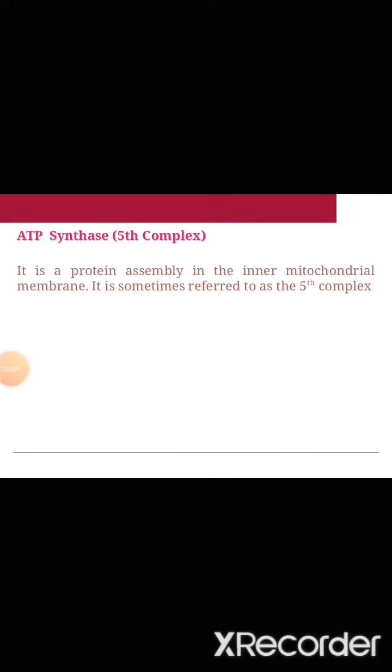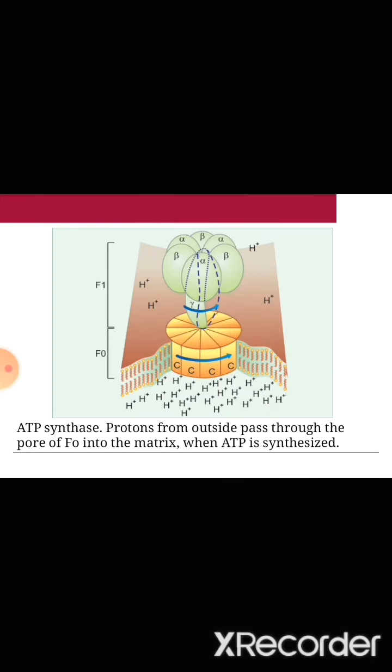ATP synthase is a protein assembly in the inner mitochondrial membrane. It is also called the fifth complex. It is a multi-subunit transmembrane protein that has two functional units named FO and F1.